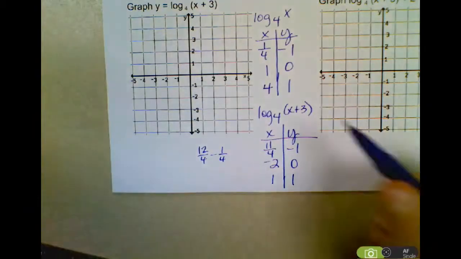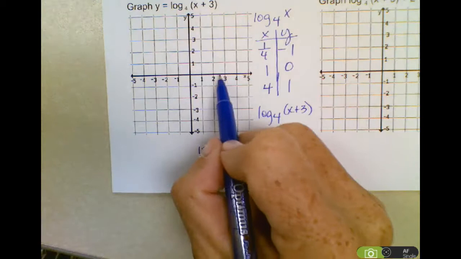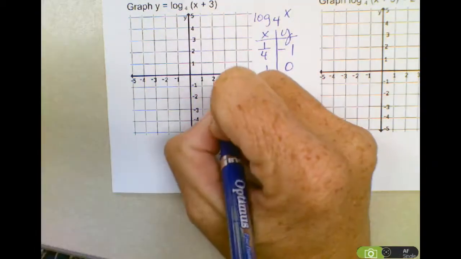Okay? So when you graph that, 11/4 is almost 3. So it's right about here. -3, -1.